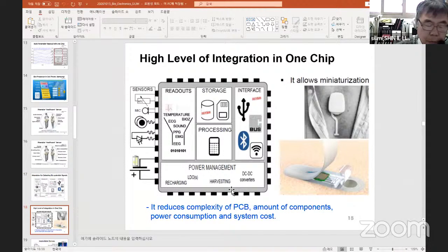Multimode physiological and weak biopotential signals can be recorded with the help of one system chip that guarantees robust and precise signal processing, even with many difficulties such as noise, offset, and interference. This high-level chip integration reduces the complexity of the PCB, the amount of components, power consumption, and the system cost of medical devices. And this bioelectronics technology enables us to implement wearable and implantable miniaturized medical devices.